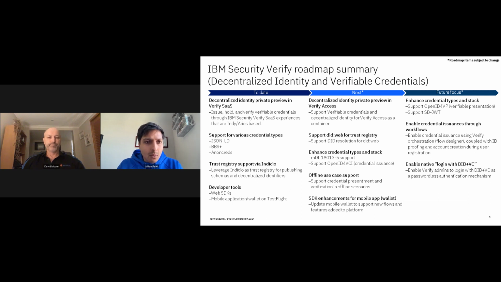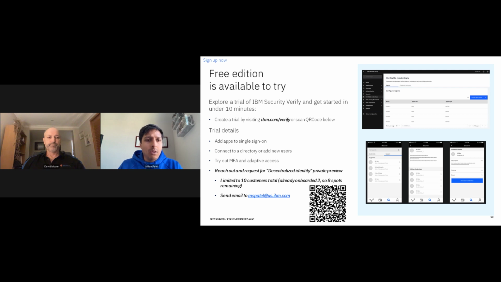So with that, before we close, I just want us to talk about the private preview, and then we'll get into some questions that we can answer. So today, as I mentioned, the decentralized identity verifiable credentials capability that Dave showed is in private preview. This means that we're working with up to 10 customers. Today, we've already onboarded 2, so we have 8 spots.